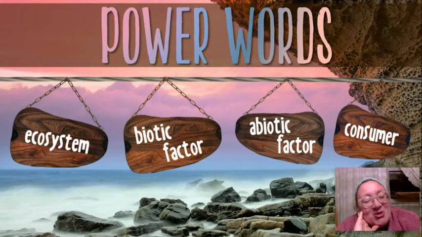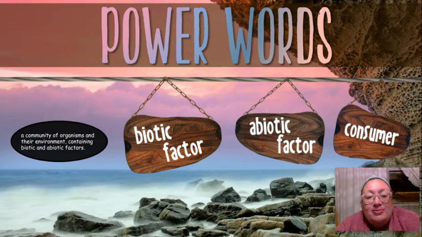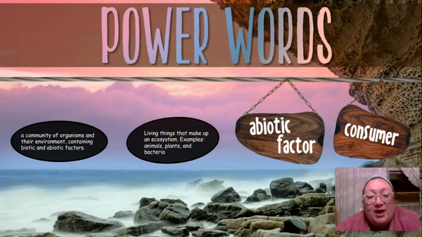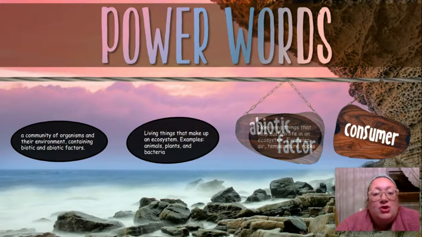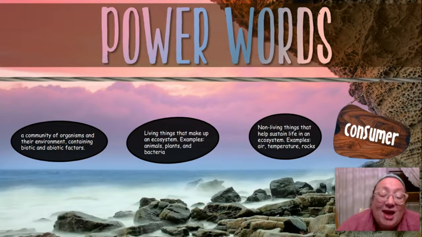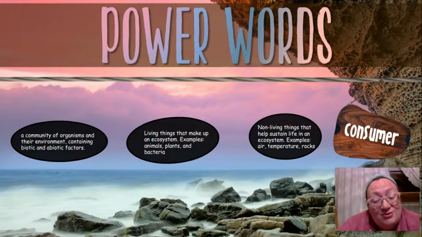All right. So, in an ecosystem, we have living and non living things working together to survive. That's an ecosystem. A biotic factor are those living things, okay? Things like animals, plants, bacteria, they are all living. Meanwhile, an abiotic factor is non living, rocks, weather, rivers. Those are non living, but they help sustain life. They help animals and plants and other living things survive.